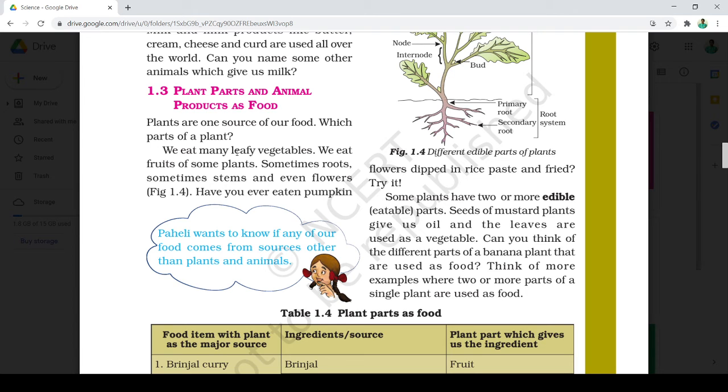Some plants have two or more edible parts. Seeds of mustard plants give us oil and the leaves are used as vegetables. Can you think of the different parts of a banana plant that are used as food? Think of more examples where two or more parts of a single plant are used as food.